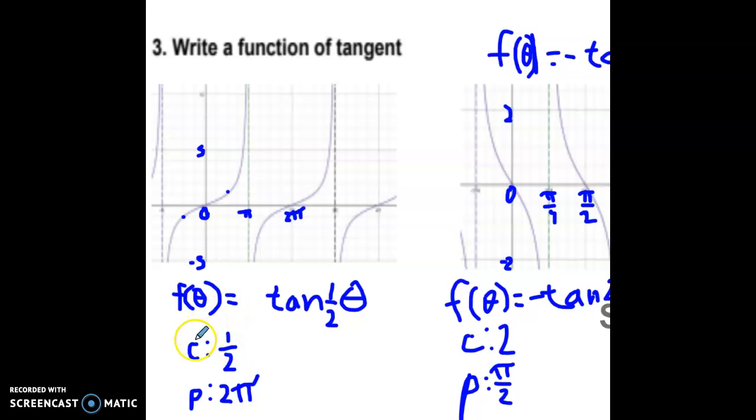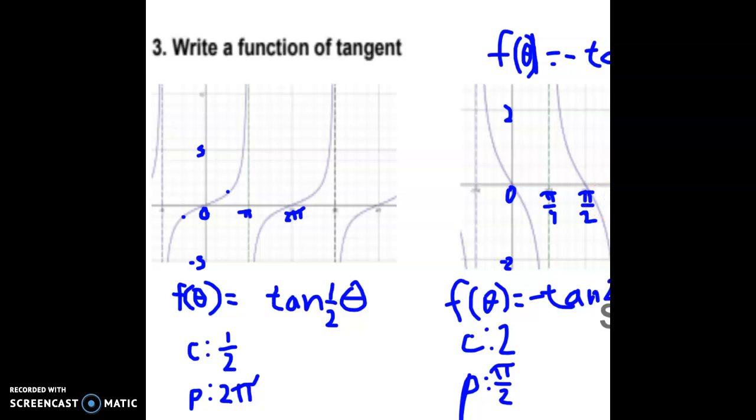Then for tangent, what we're looking for is how many cycles there are between negative pi halves and pi halves. And there's only half of a cycle. So our C is 1/2, and that's the number that goes right here. So our function would be tangent of 1/2 theta. Now you could put f of x and x, but where this is in radians, we usually work in thetas.